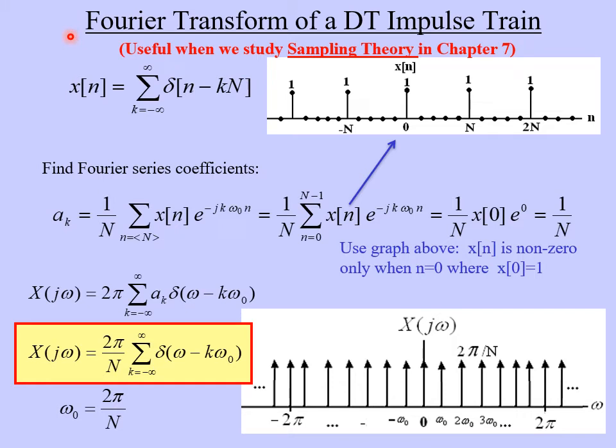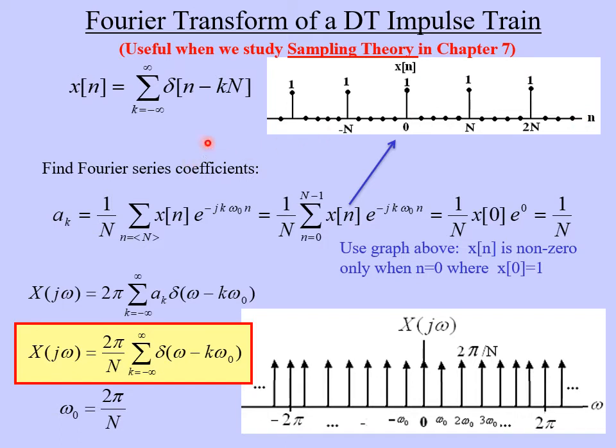Here's another example, the Fourier transform of a discrete time impulse train. So this is what the impulse train looks like. It's a sequence of impulses, and in between the impulses there are a bunch of zeros. And so, they can be separated by any number here. The period is given by this uppercase N. So this would be N, this would be 2N, the next one would be at 3N, and so forth.